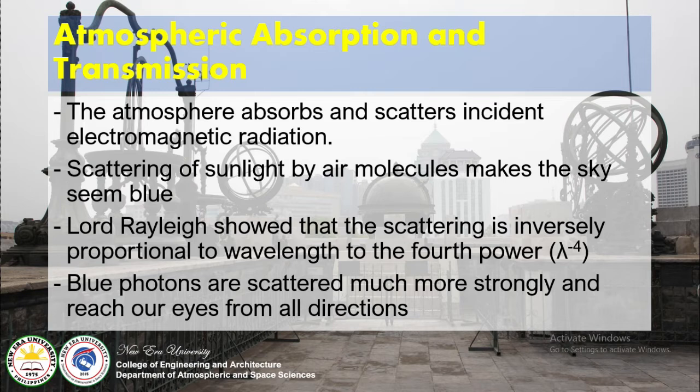And take note that under certain conditions, the atmosphere also emits radiation, and it disturbs the incoming waves through turbulent air motion that limits the telescope's ability to achieve its ultimate angular resolution. We are going to talk about the turbulent air motion on the next topic.